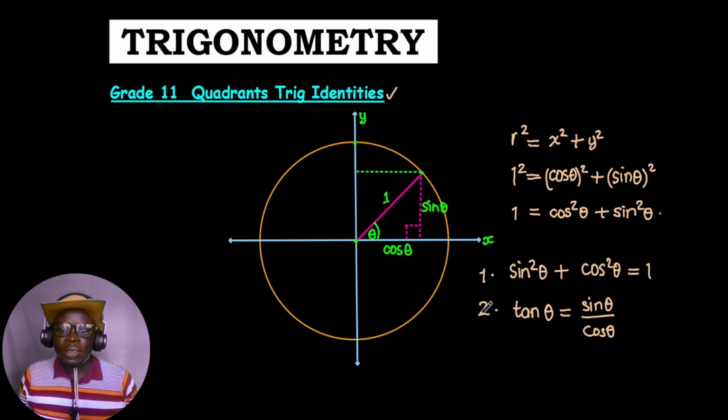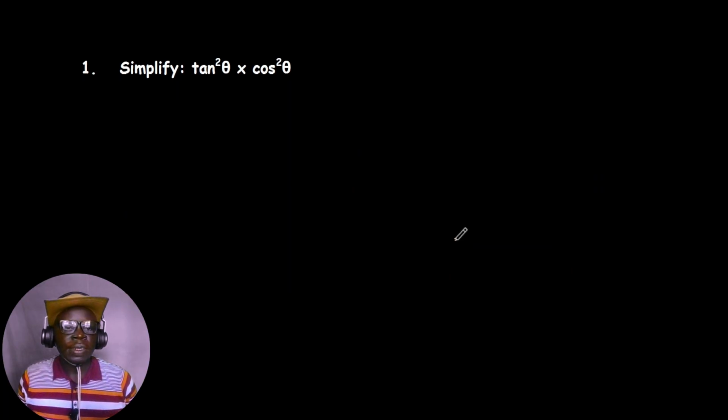Now with all this said, let's move on and take a look at our question number 1. Question number 1 says: simplify tan square theta times cos square theta. When you have these kinds of questions, the only thing we have to do is to copy our identities near here in order for you to see which one works for a particular question. Let's move on and do that quickly.